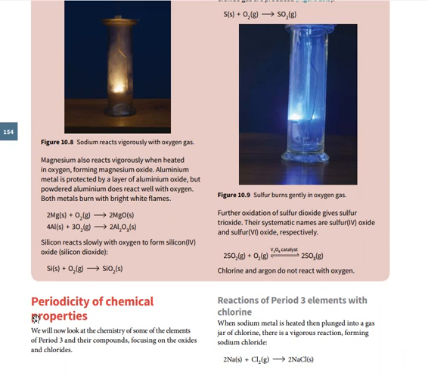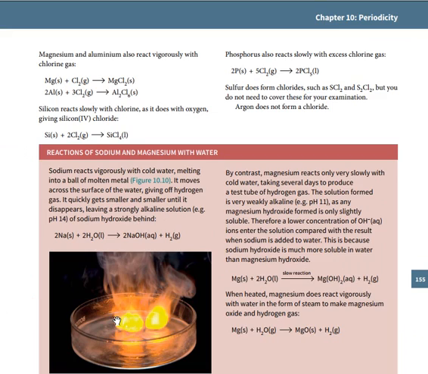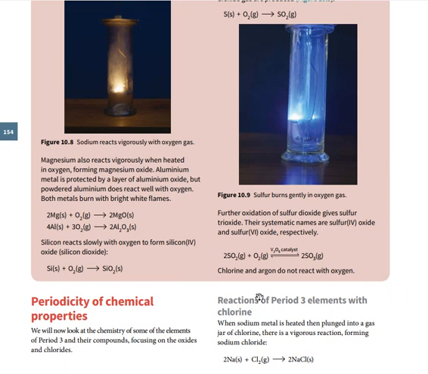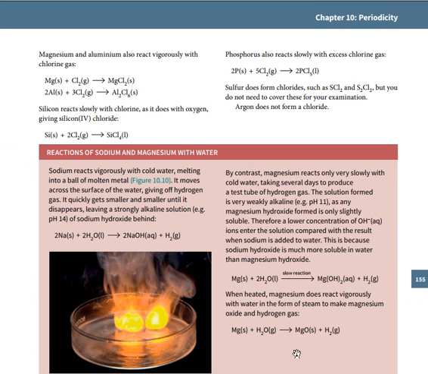So now, what is the periodicity of chemical properties? Now we are involved in the periodicity of chemical properties. The first one was the reaction with oxygen. Now the reaction with chlorine. We need to know that when sodium metal is heated, then plunged in a gas of chlorine, there is a vigorous reaction of sodium plus chlorine to give sodium chloride.